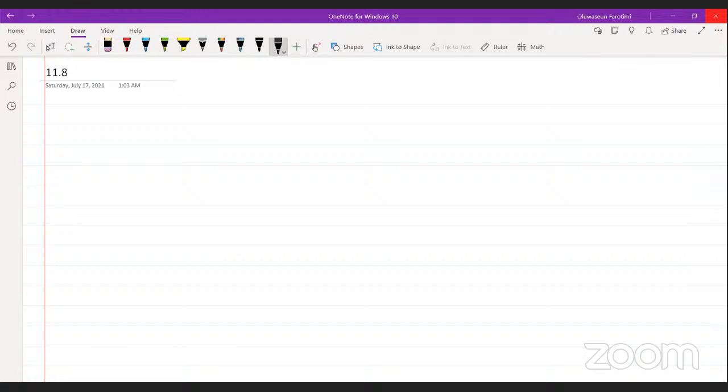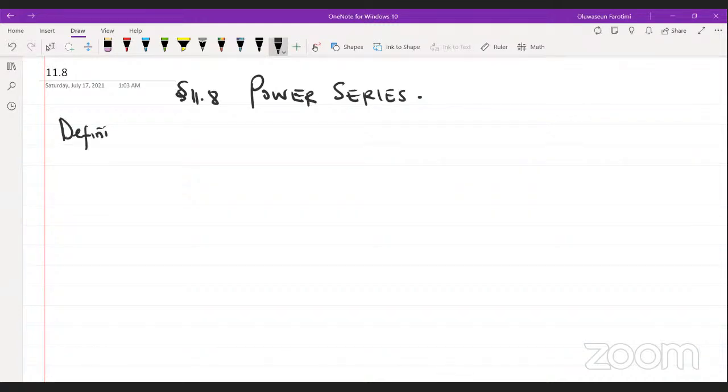This is a new section. This is 11.8, and in 11.8 we want to study power series. So we're studying power series in 11.8. Now we'll start with the definition. We'll try to define the power series itself.